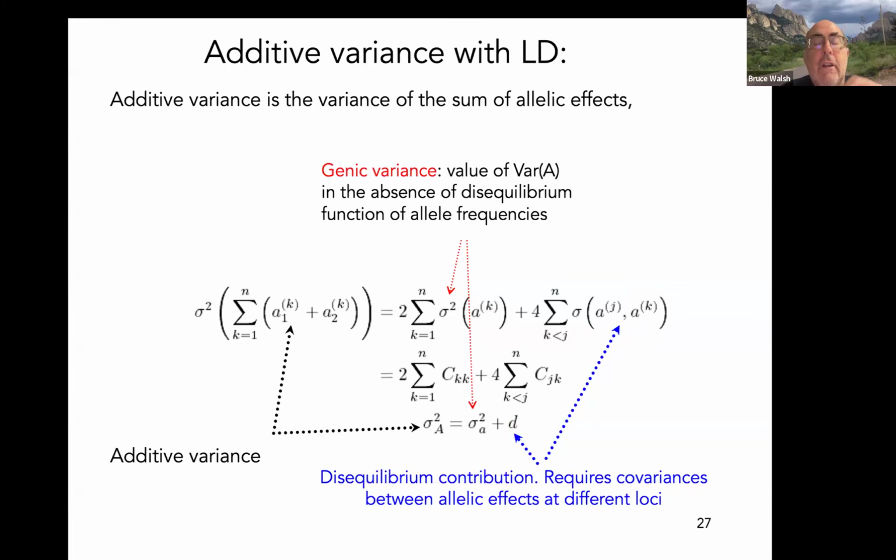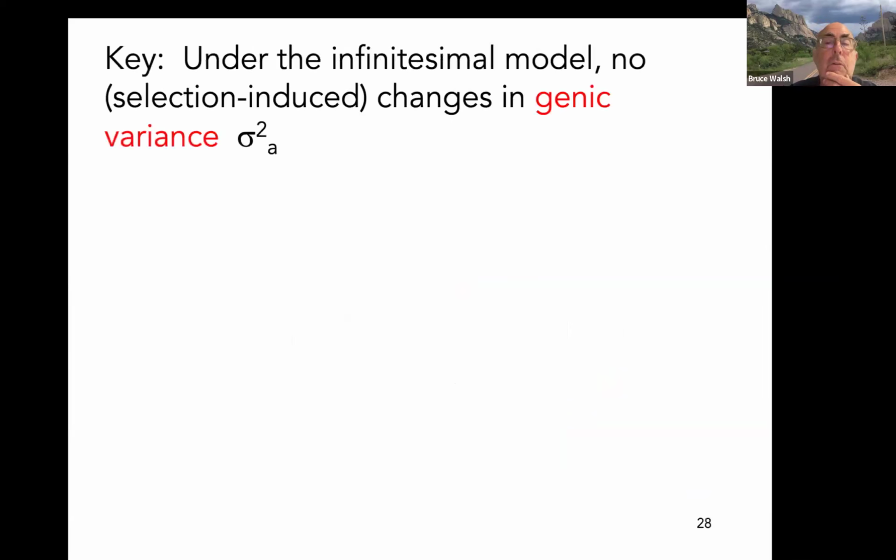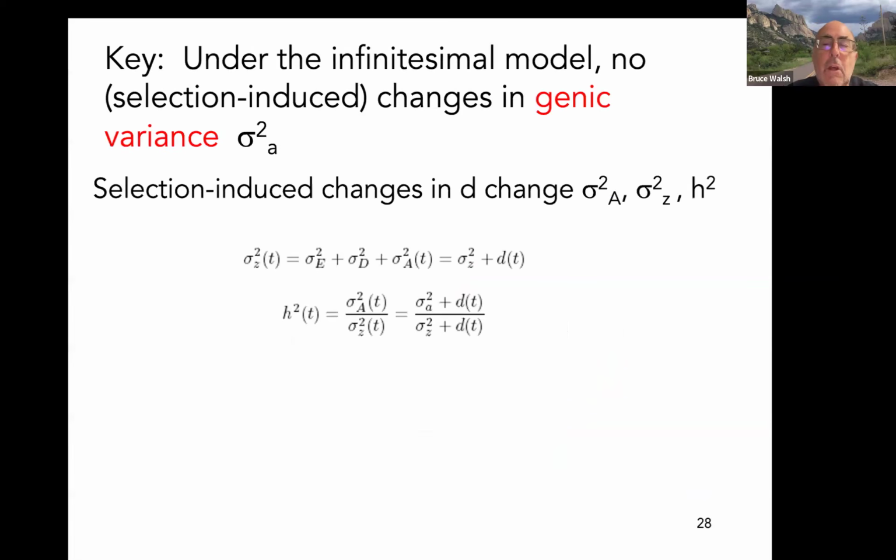The key idea is that when you select, you tend to generate correlations between alleles at different loci. That generates a negative D, and that means your heritability is decreased, but it's decreased in a very predictable fashion. So here's the idea. Here is my trait variance.